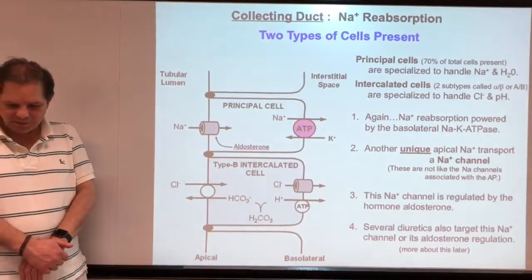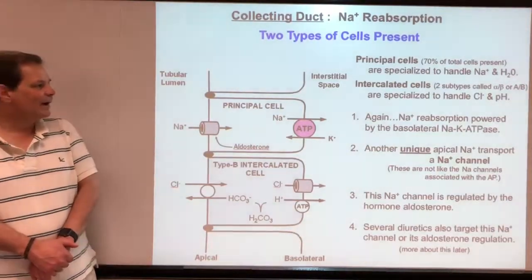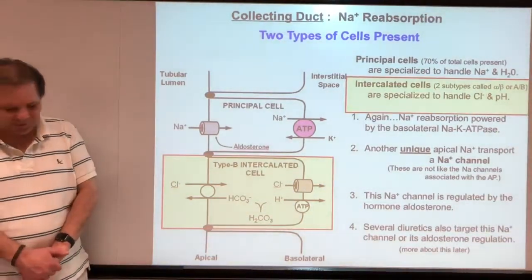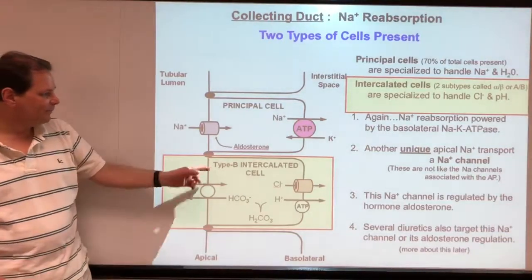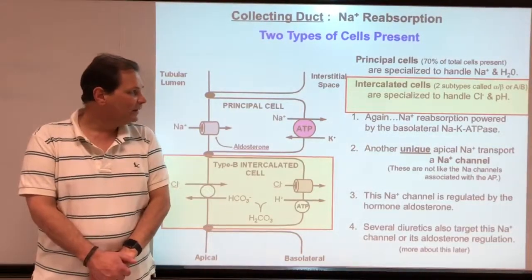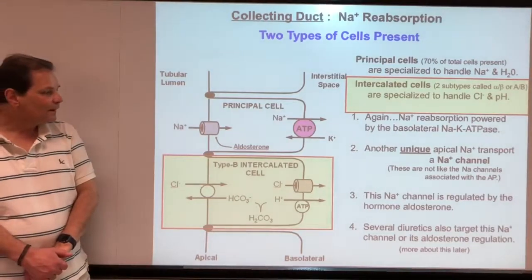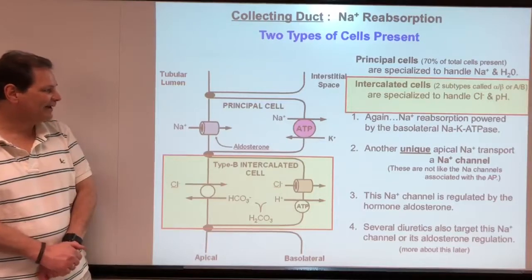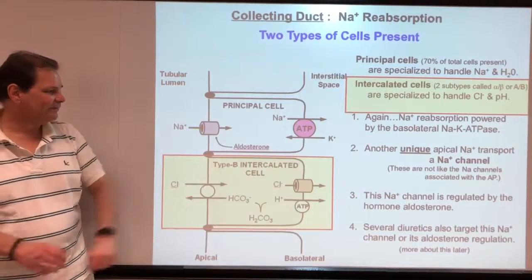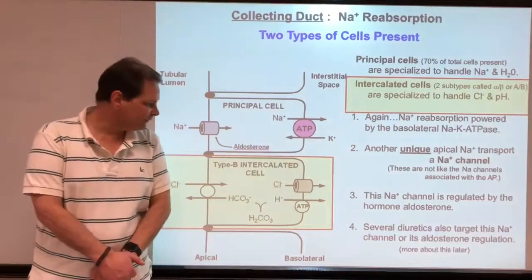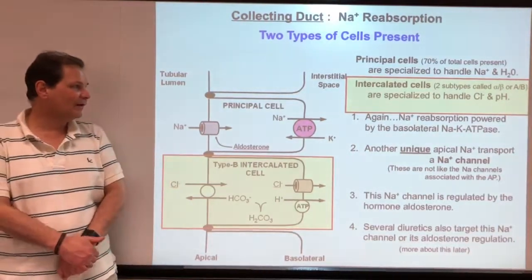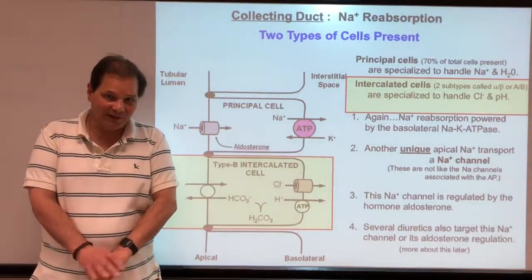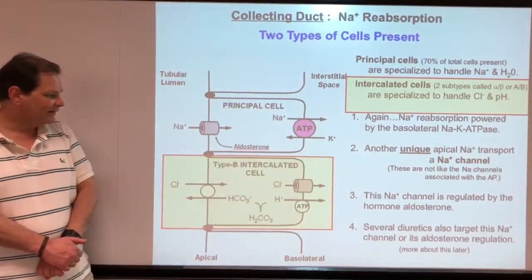Okay. And finally, in the collecting duct, we actually have two kinds of cells. We have the intercalated cells, and there are two subtypes, A and B. This is a type B cell. The intercalated cells are responsible for chloride and bicarb transport, so we're not going to talk a lot about that right now in this lesson, but bear in mind that it's there.